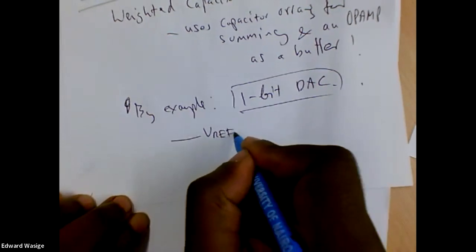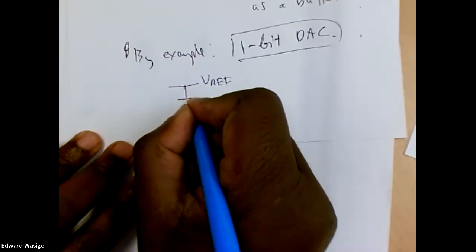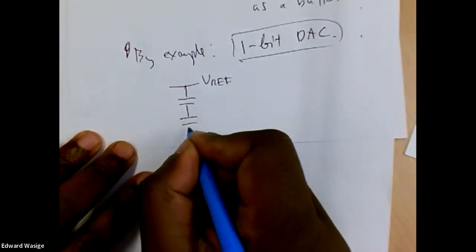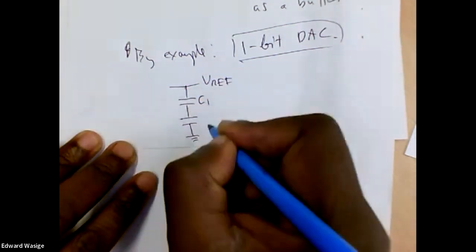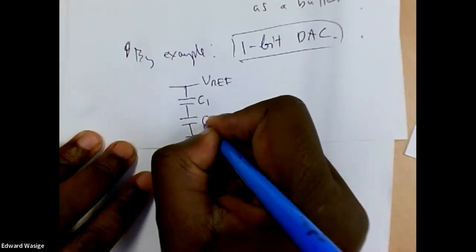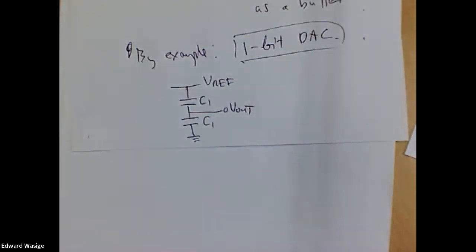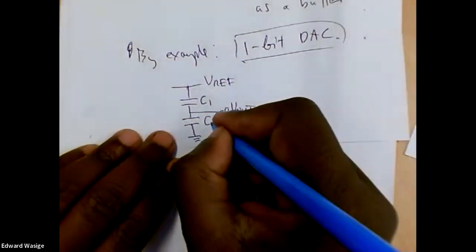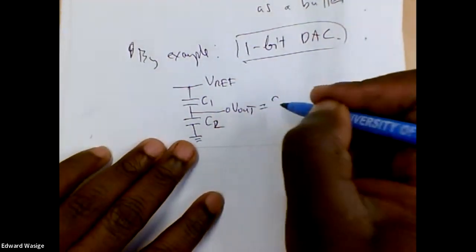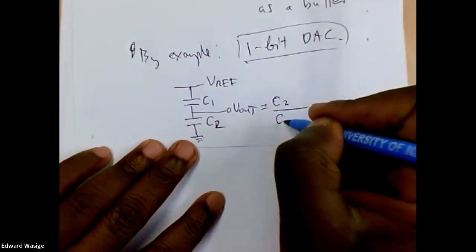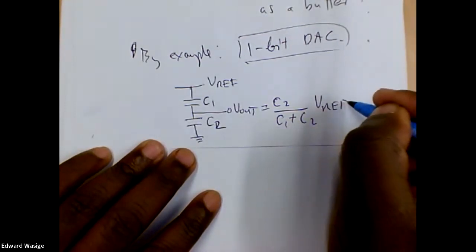If I have a capacitor circuit, and that's my reference voltage, the capacitor circuit that we use is a capacitor potential divider. If this is capacitance C1, I let this one also be C1. If I call this C2, V out, you should know that V out is equal to that times V ref.